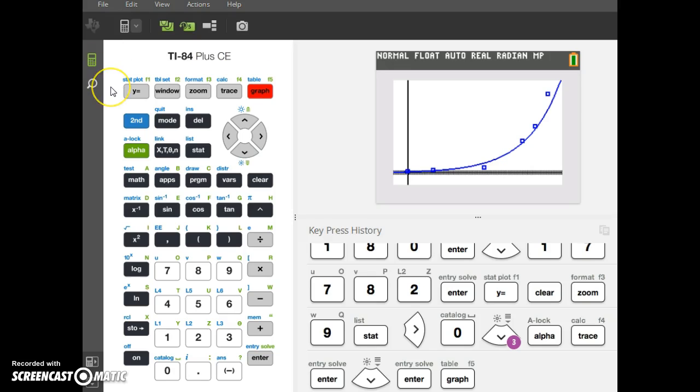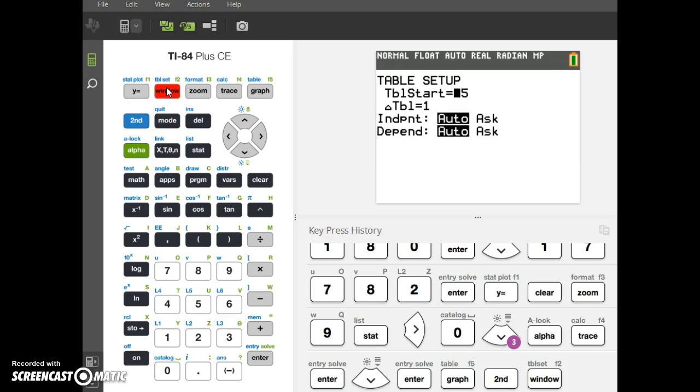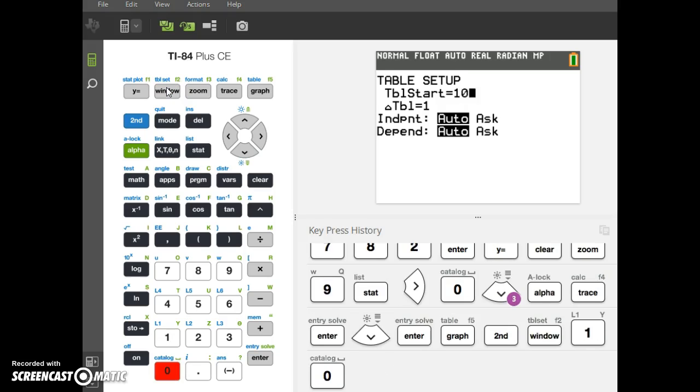So we want to know the population in 2020. Well, if the population at 2010 represents year 110, the population of 2020 would represent year 120. So when I set up my table, start should be 120.